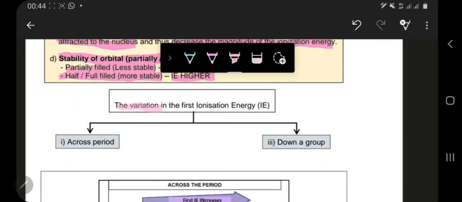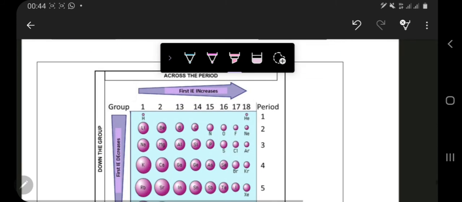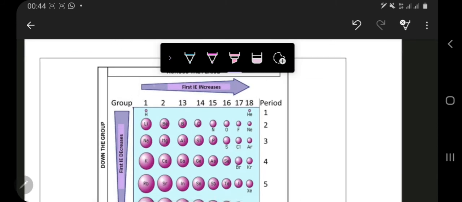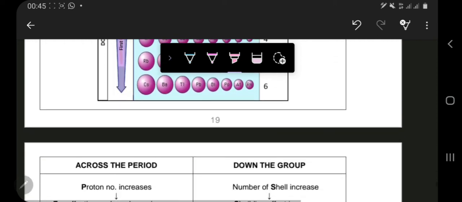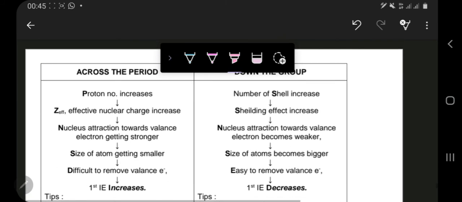The variation of the first ionization energy is divided into two: when we go across a period and when we go down a group. When we go across a period, ionization energy increases. When we go down a group, ionization energy decreases. So remember that.